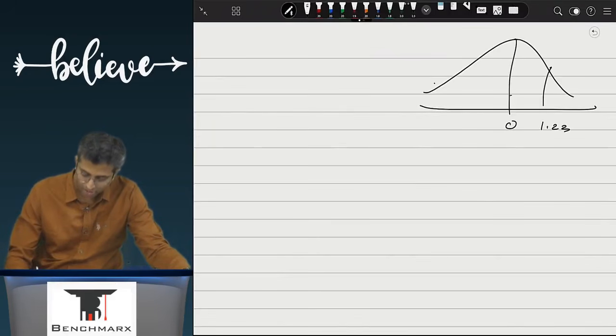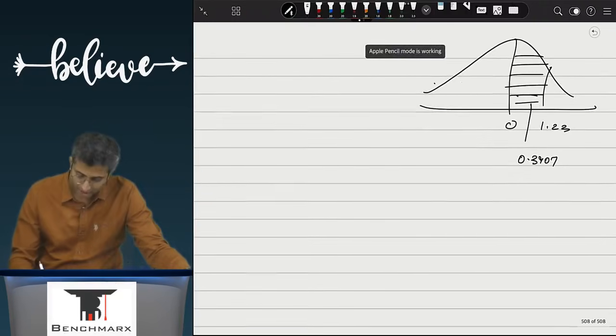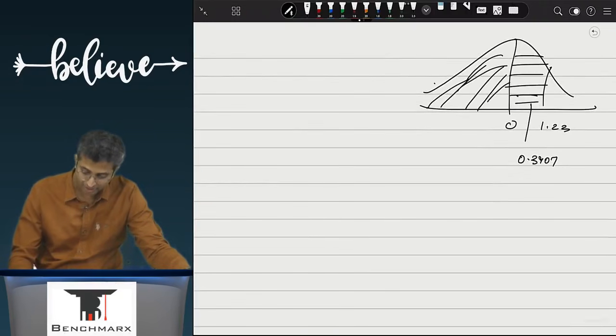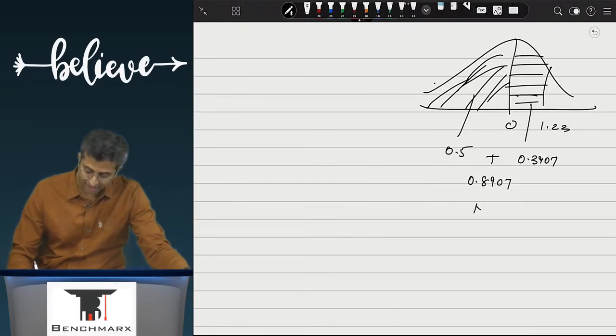It is plotted here. So this entire shaded area will be 0.3907. But I have to find the area from the left tail. So this is 0.5. If I add both of them, this is 0.8907. Does this make sense? 0.8907. Similarly, this is ND1.